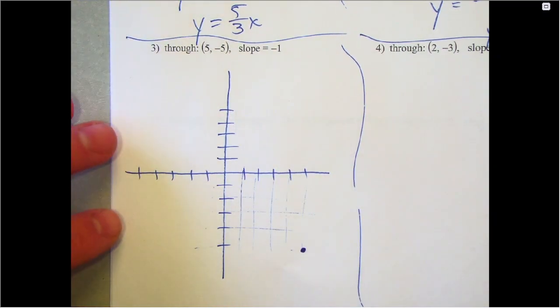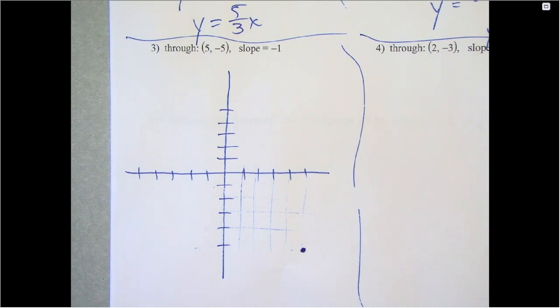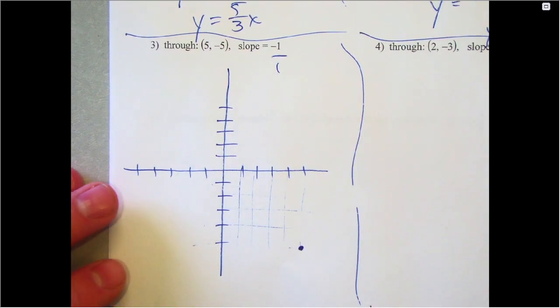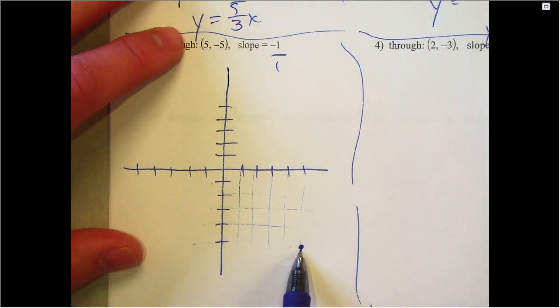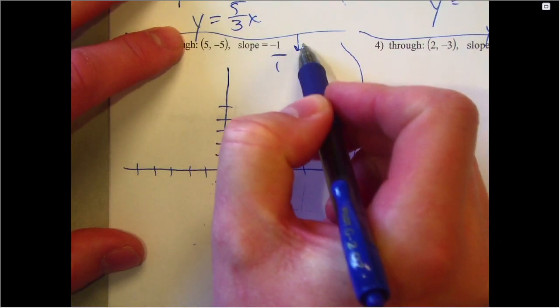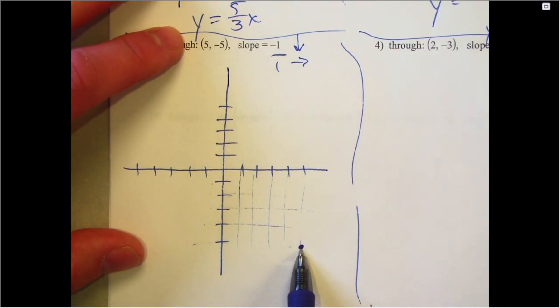The slope's -1, but I want to make it a fraction, so what goes in the bottom? Just a regular 1. And that tells me down 1, right 1. But if I start going down 1, right 1, I'm going off over here. That's not getting me towards the y-axis. So what's the opposite of down 1, right 1? It'd be up 1, left 1.